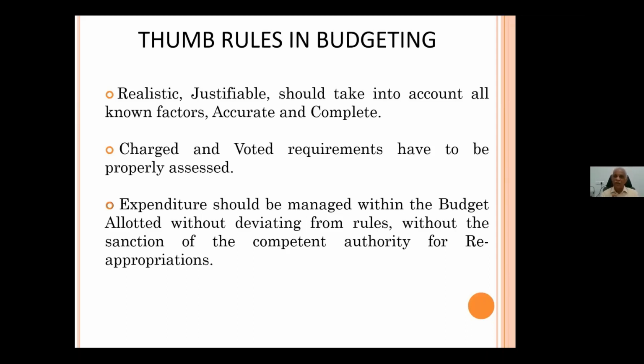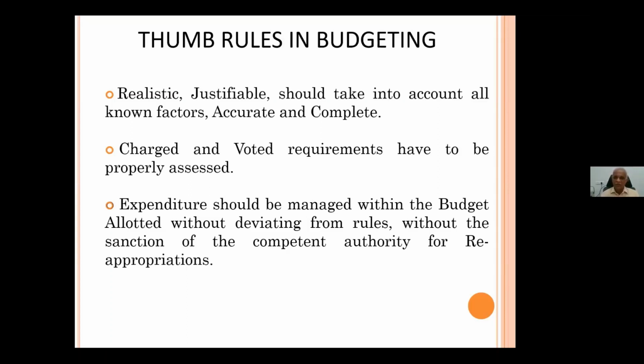And finally, the last one, it should be complete. Complete means all activities where money is required should be taken into account. Suppose you miss some subhead or some abstract, then you will not get anything. When you do not get anything, you will not be able to spend that money. It is not available, so you cannot spend. That is the most important point. So keep that as it. Voted and charged part, this I have already explained.